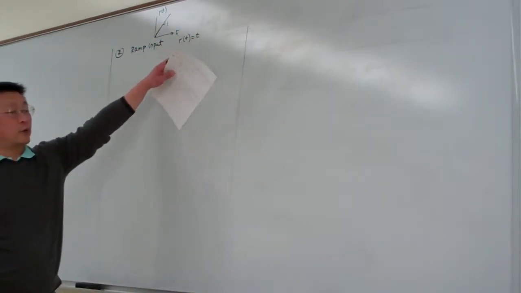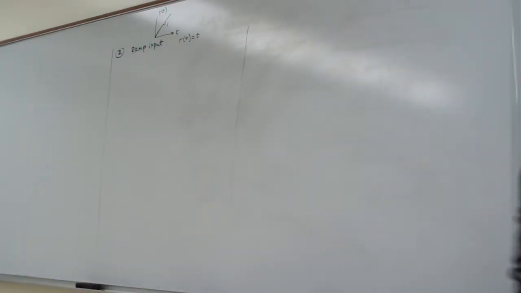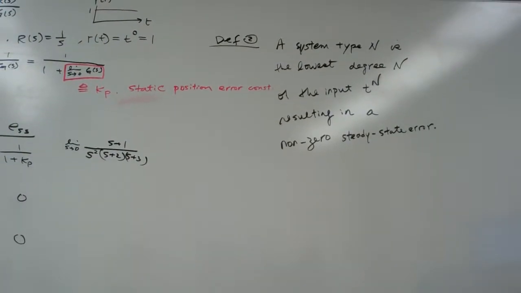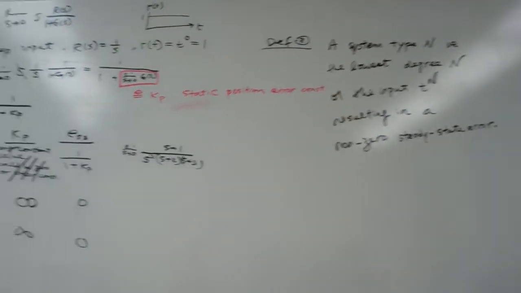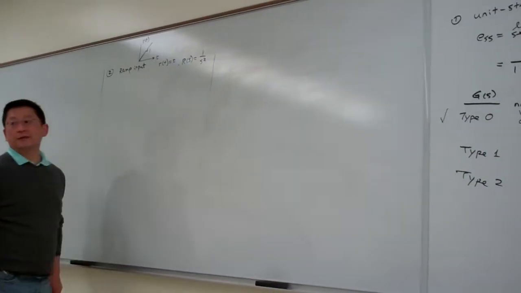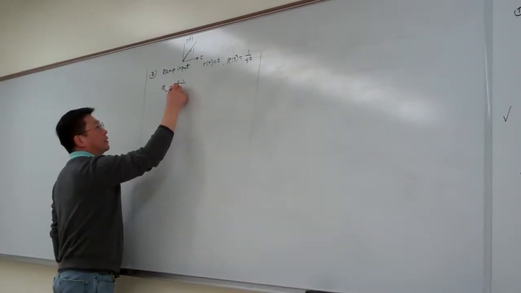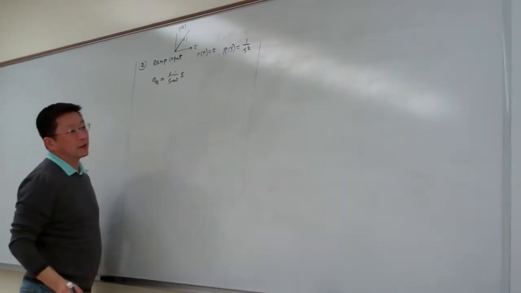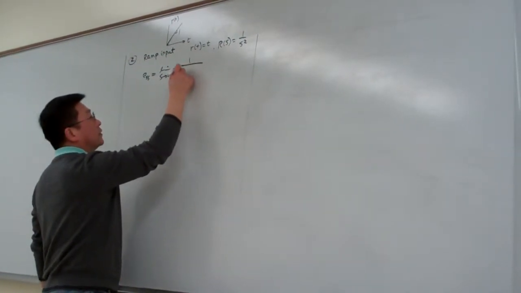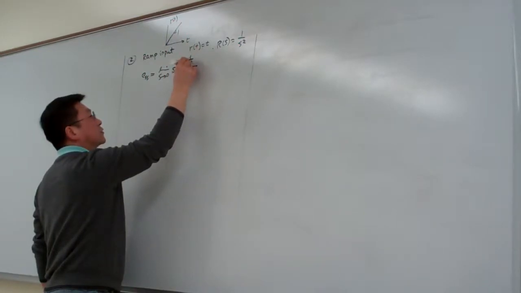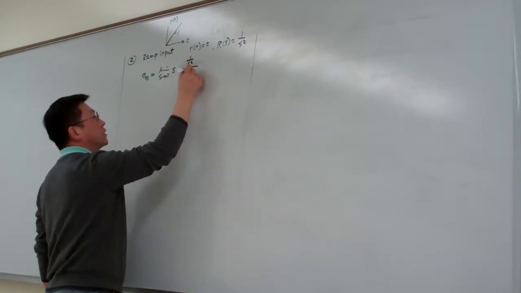Okay, so right now I'm writing up this, and we'll check against this definition. Right now we're looking for n equal to 1, and we see what happens. So that means the R(s) for this case is 1 over s squared. So E_ss will be equal to the limit of s times 1/s squared and 1 plus G(s).